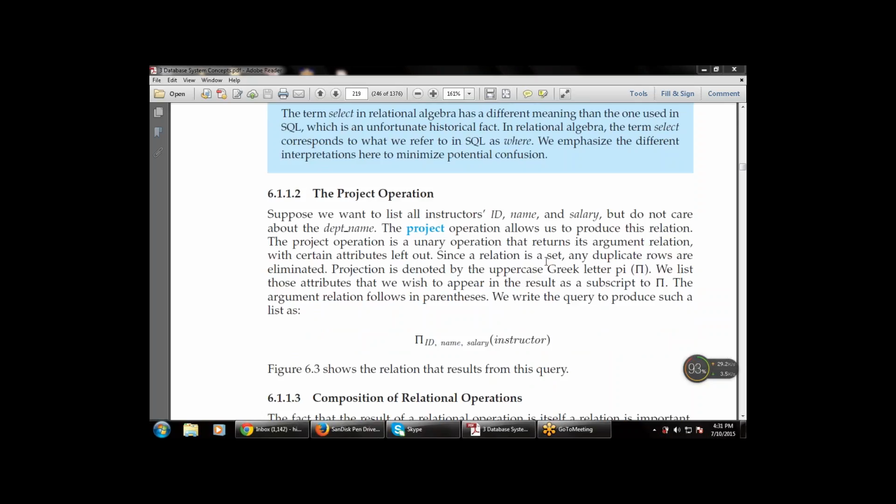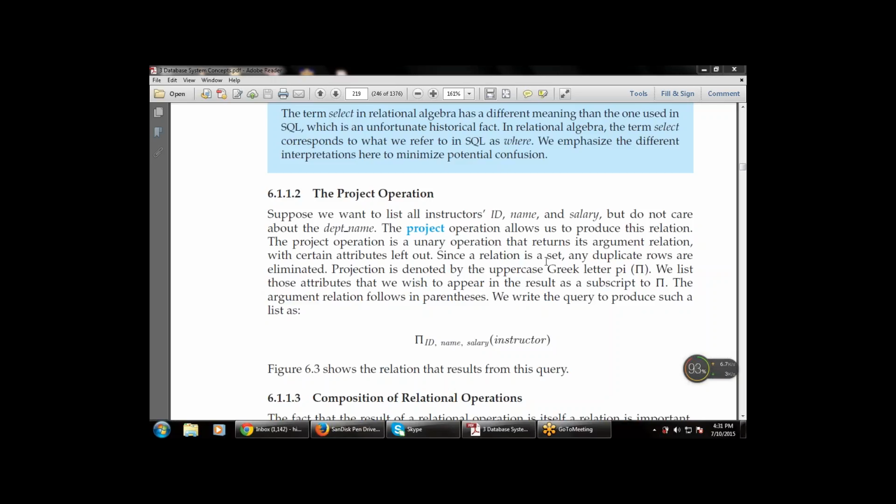It is a unary operation that returns its argument relation with certain attributes left out. Since a relation is a set, any duplicate rows are eliminated. It is denoted by the pi sign, and the selection is denoted by the sigma sign, while the projection is denoted by the pi sign.